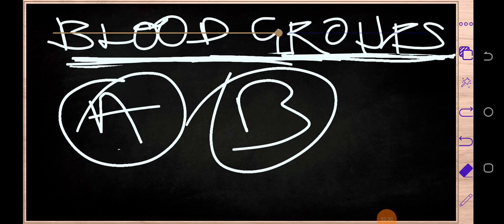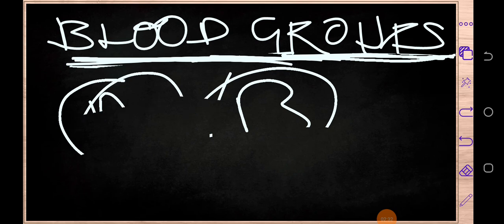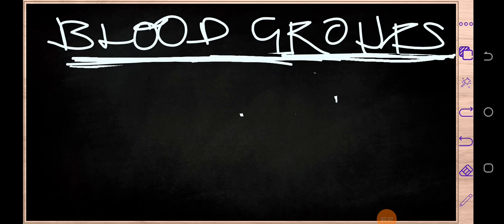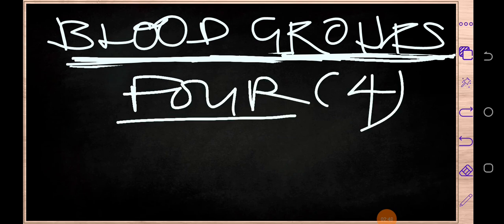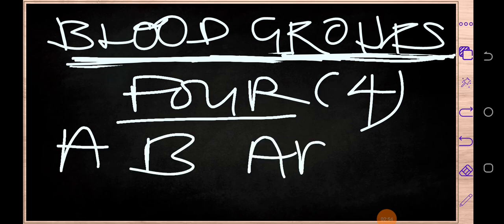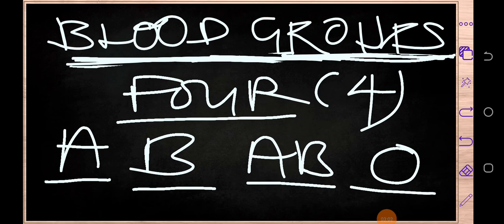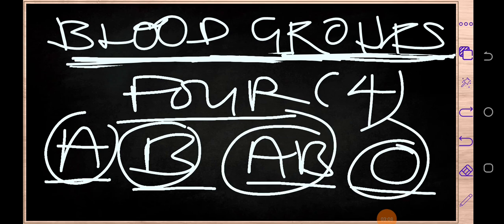Okay, so basically we have got 4 types of blood groups. I want you to follow me so that you understand very well what I will be explaining. We have got blood group A, blood group B, blood group AB, and blood group O. These are the 4 phenotypes of the different blood groups: A, B, AB, and O.